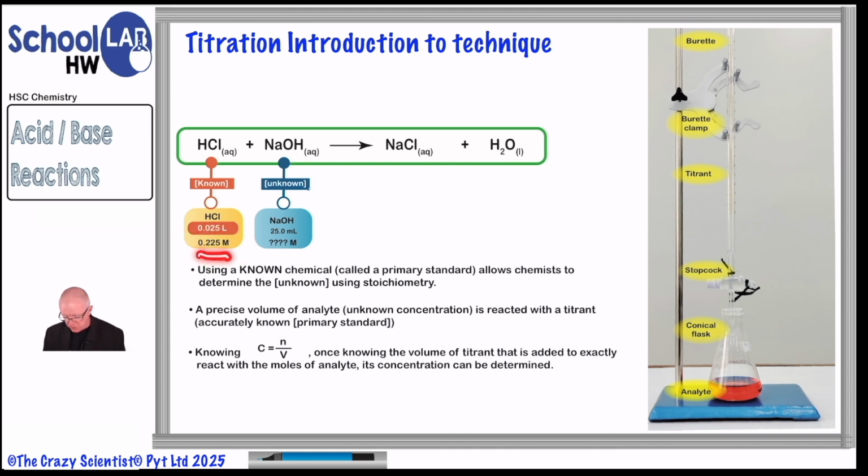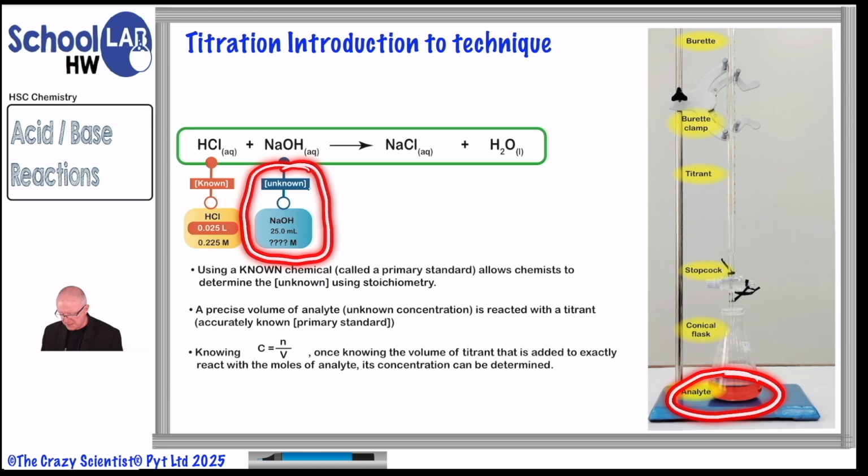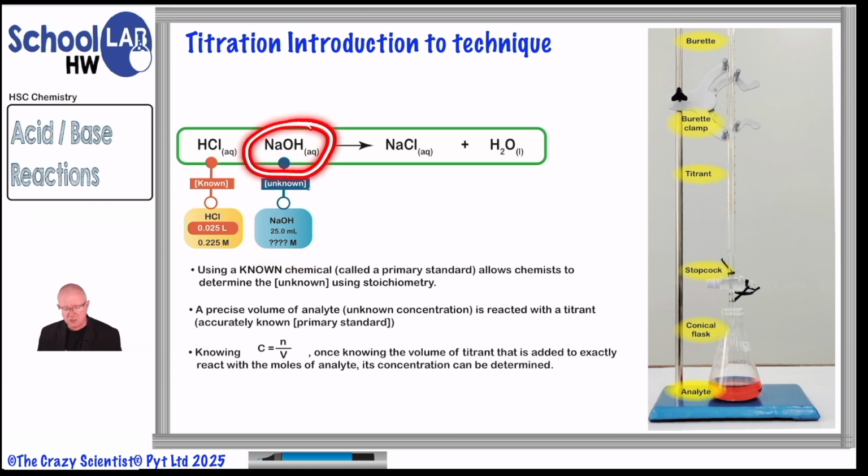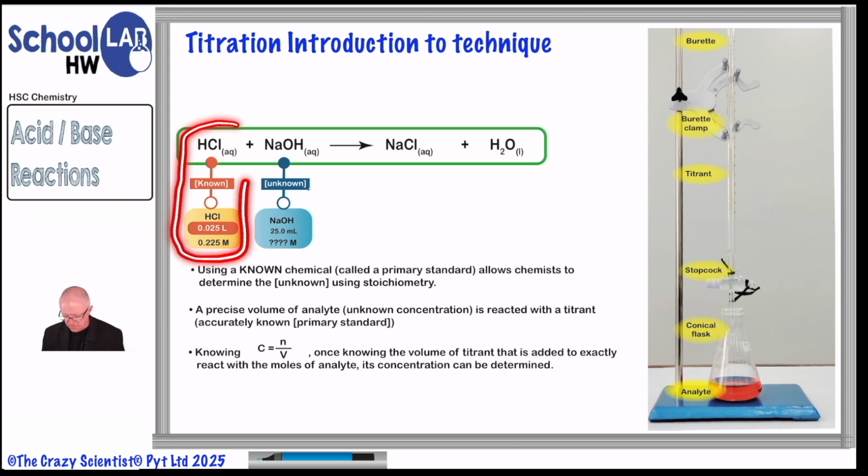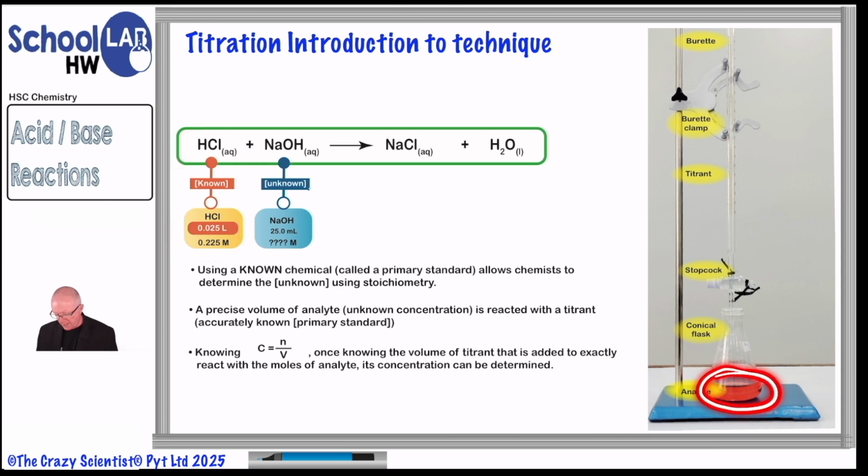We know it's 0.225 molar, and we also have a sample of our unknown solution down here, our analyte, and that unknown is sodium hydroxide, but we don't know its concentration. So what we can do is pipette 25 mL into there. So you can see we've got 25 mL, and we don't know its concentration. What we can do though is add our titrant, which is our known solution, our hydrochloric acid, to that, and that will allow us to use stoichiometry to determine its concentration.